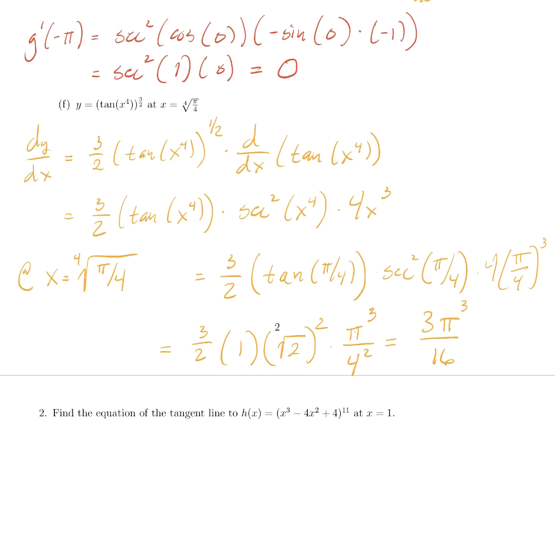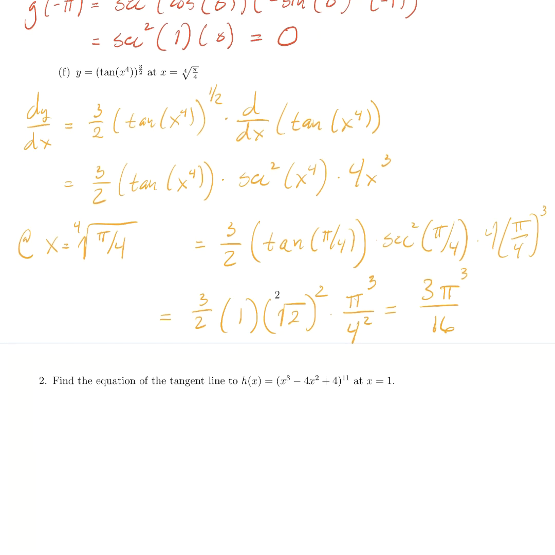All right, here we go. Another chain rule inside of the chain rule. So the function is tangent of x to the 4th, all to the 3/2. So it's something raised to a power. So the power comes down with the power rule. 3/2, the thing inside stays, tangent of x to the 4th. We raise that to the 1/2 power.